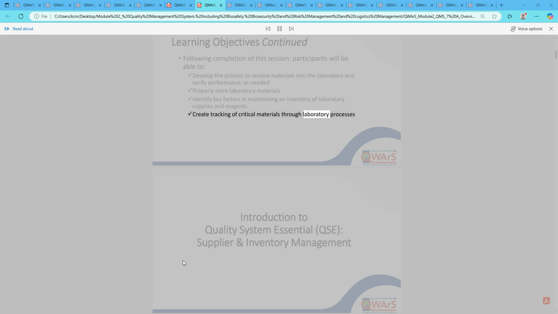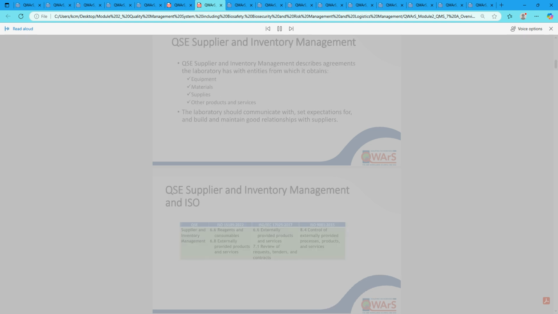Introduction to Quality System Essential, QC Supplier and Inventory Management. QC Supplier and Inventory Management describes agreements the laboratory has with entities from which it obtains equipment, materials, supplies, other products, and services. The laboratory should communicate with, set expectations for, and build and maintain good relationships with suppliers.